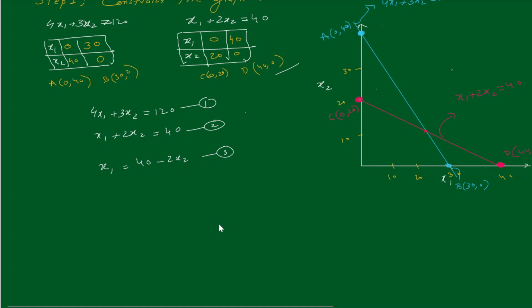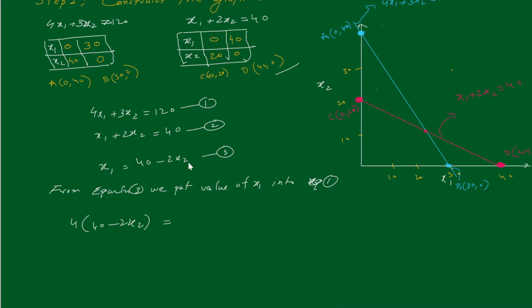From equation 3, we put the value of x1 into equation 1. So from here, 4 into 40 minus 2x2 equals 120. We can simply solve: 160 minus 8x2 equals 120. So we can write minus 8x2 equals 120 minus 160, which shows minus 8x2 equals minus 40.